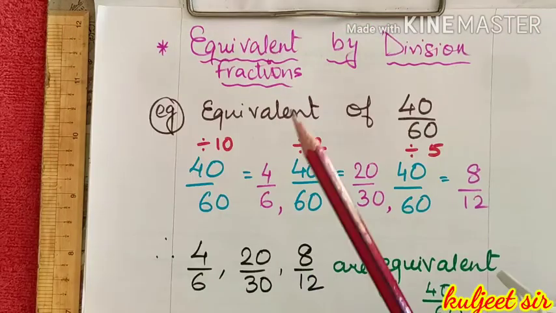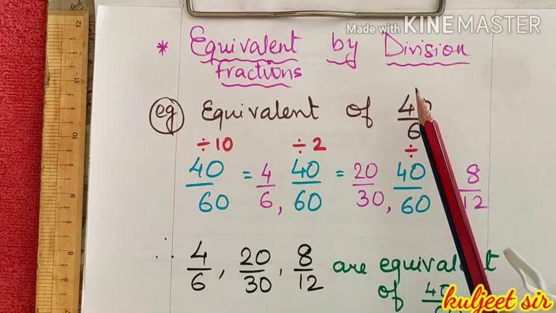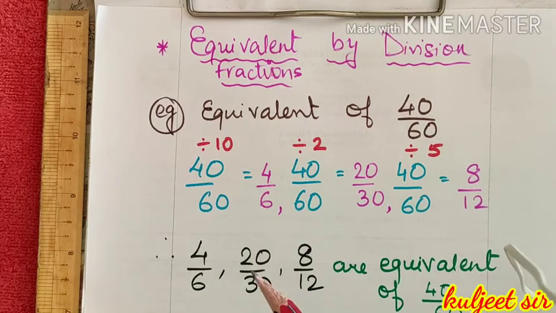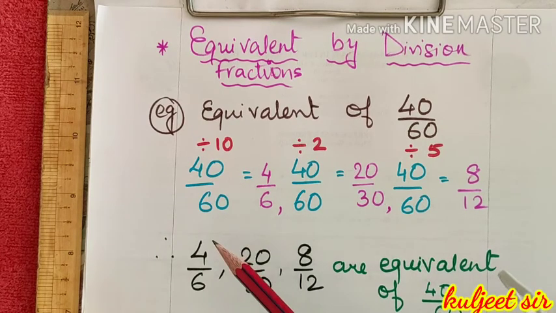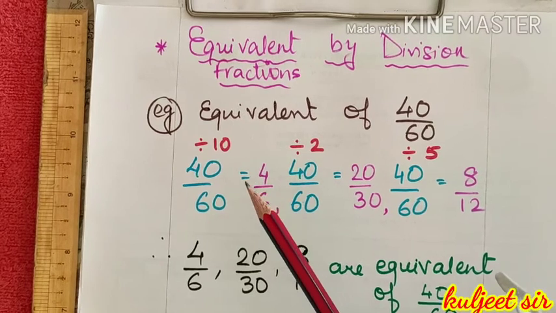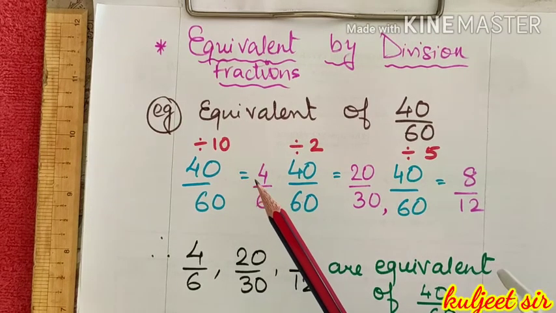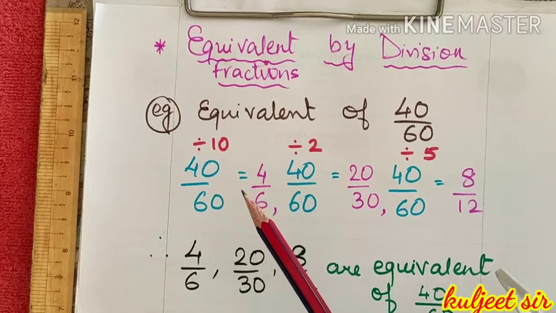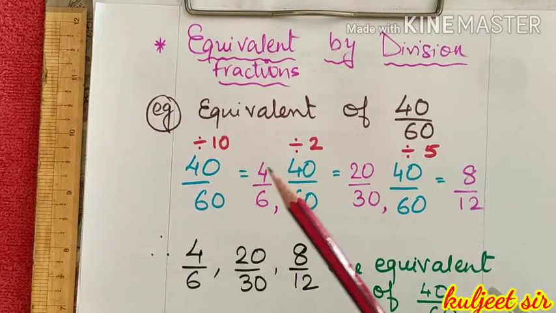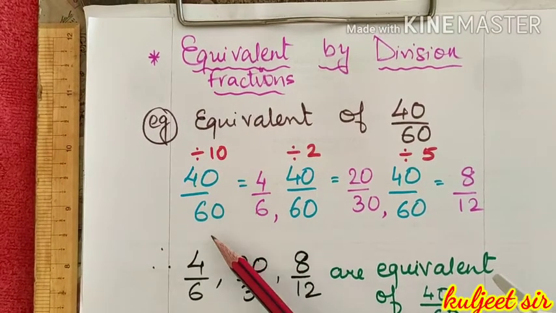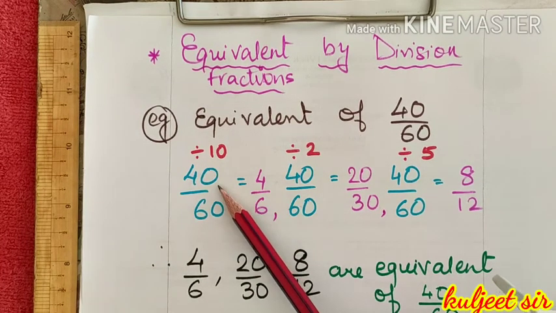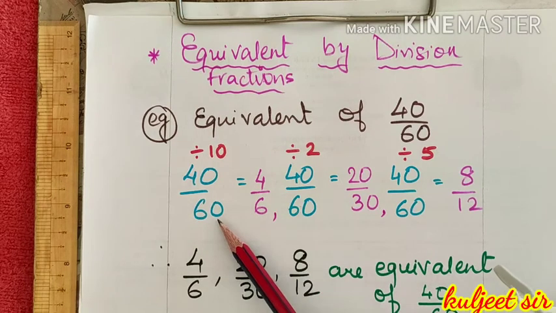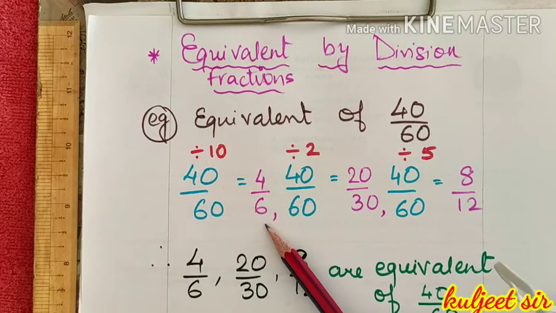Now moving further, we will find equivalent fractions by the method of division. Equivalent fractions of a given fraction can also be obtained by dividing both the numerator and the denominator by the same number. So let us find the equivalent fractions of 40 by 60. You divide 40 by 60 by the corresponding number. So first we will divide both the numerator and the denominator by 10. When you divide 40 by 10, you will get 4. And when you divide 60 by 10, you will get 6.